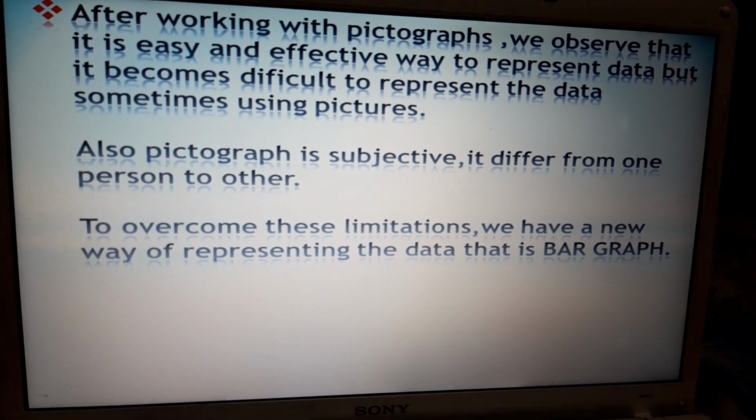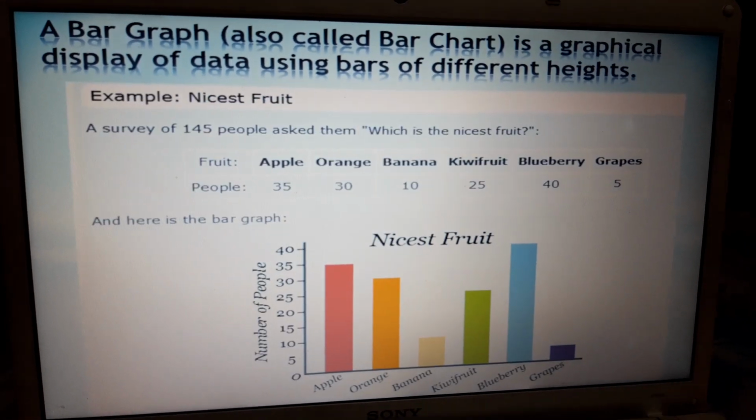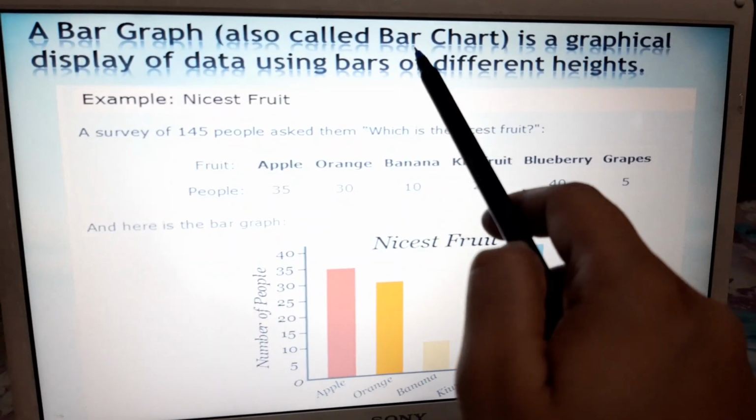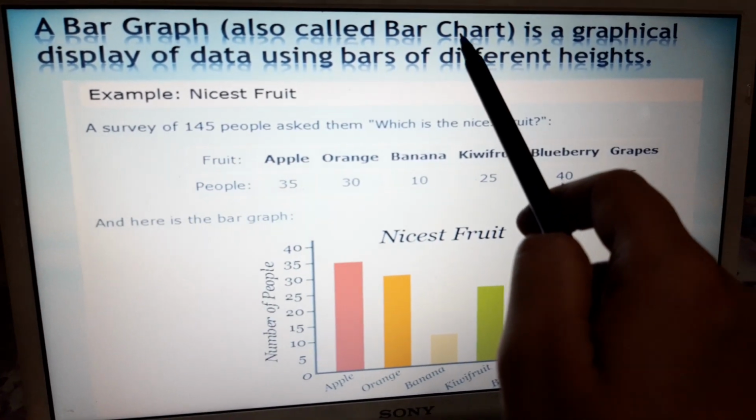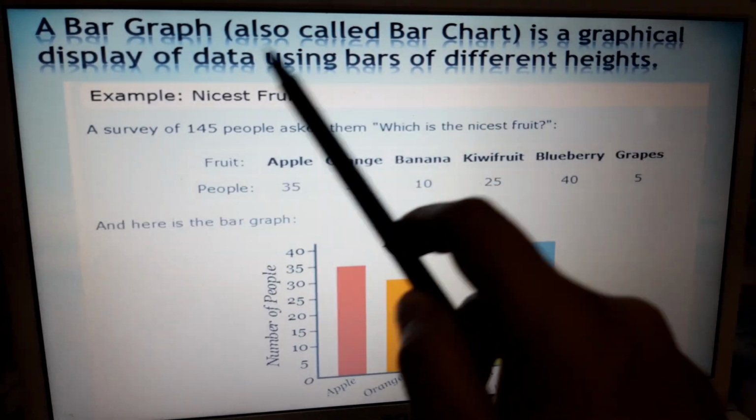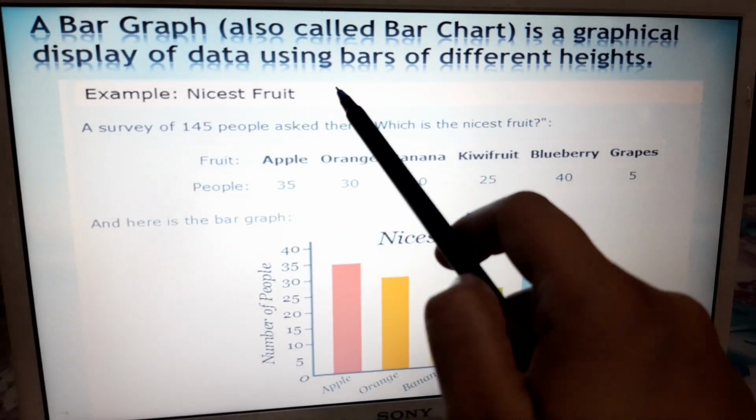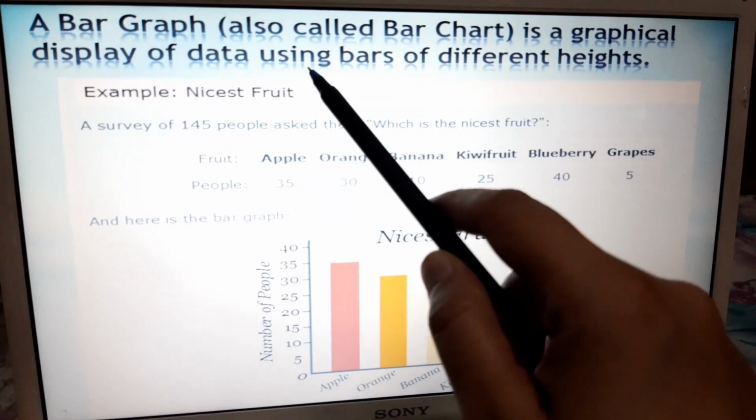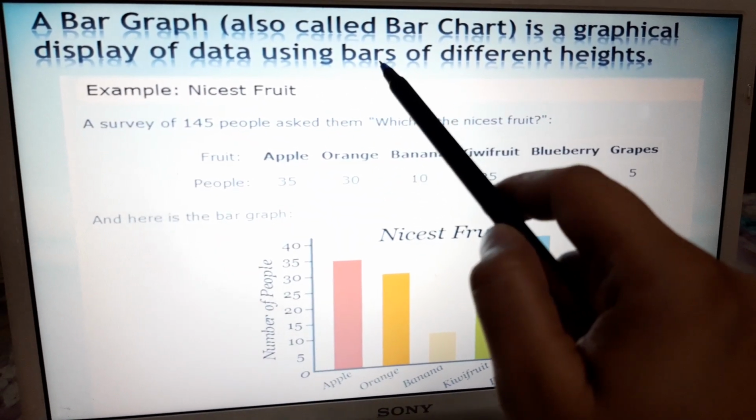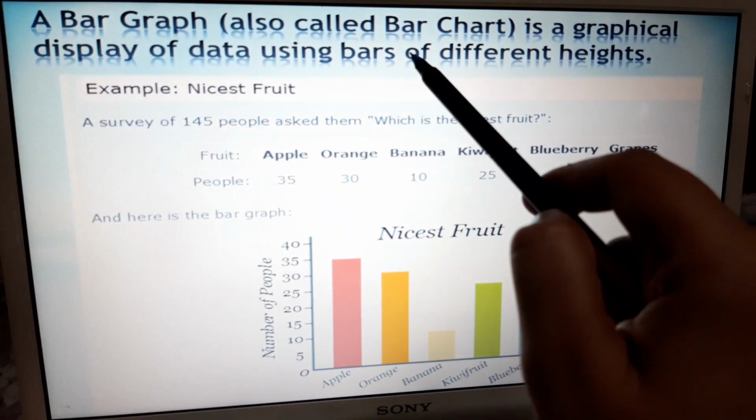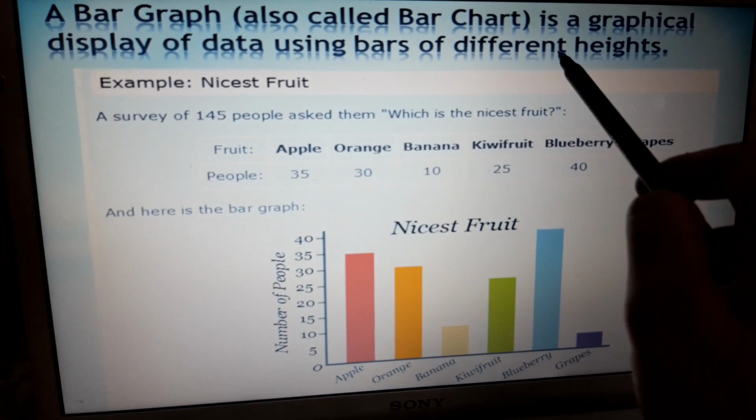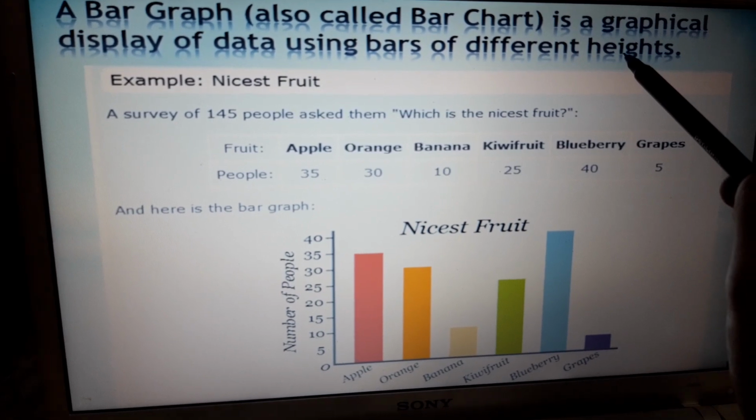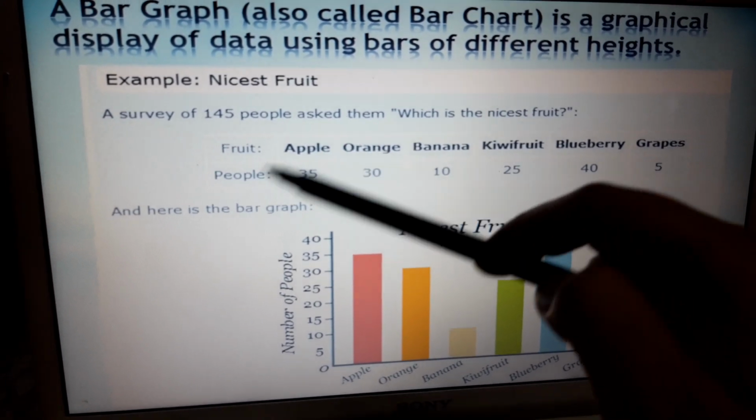Now, what is there in the bar graph? A bar graph is also called a bar chart, as I already told you. This is a graphical display of data using bars of different heights. We use rectangular bars in the form of rectangles of different heights. Now these heights depend upon the frequencies. We will see the example.